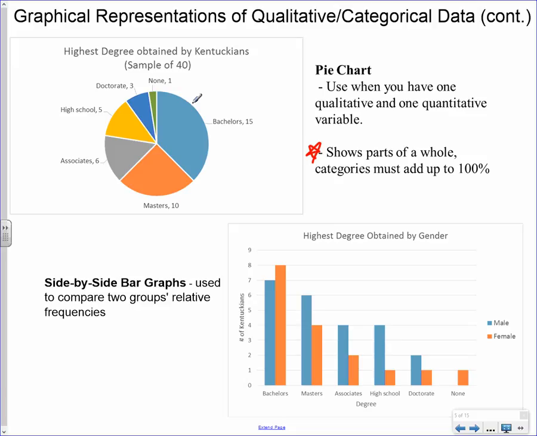Okay, so you want to always check that the data you're looking at adds to 100%, and if that's the case, then it's fine to use a pie chart. If not, then it's better just to do a bar graph.